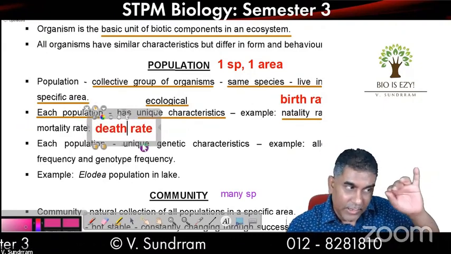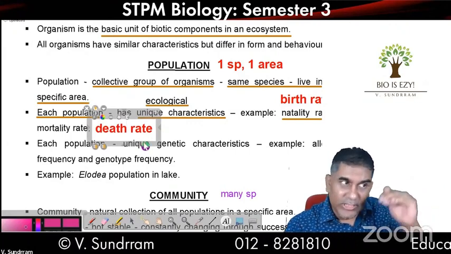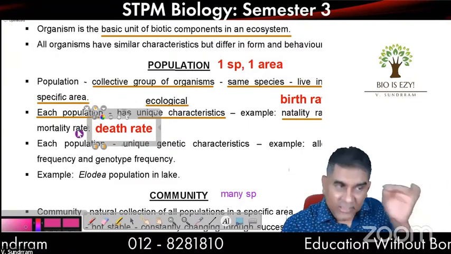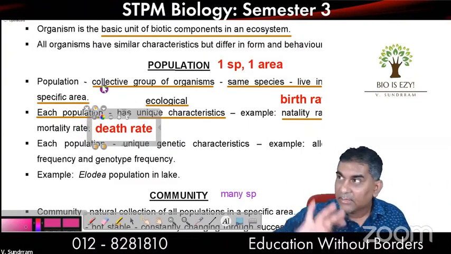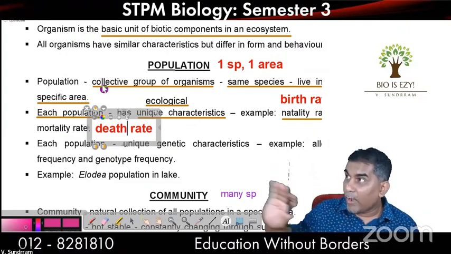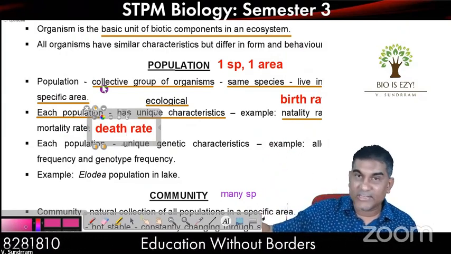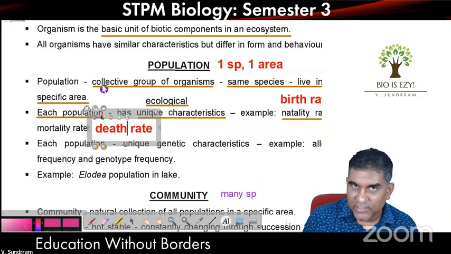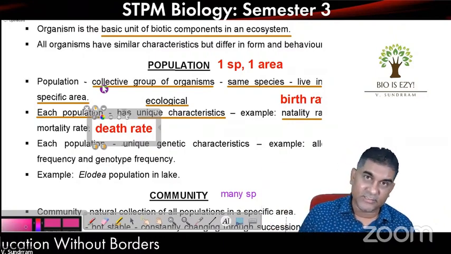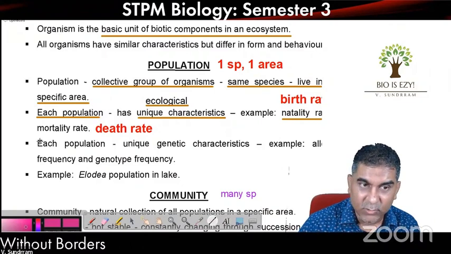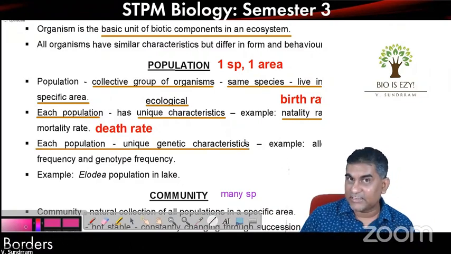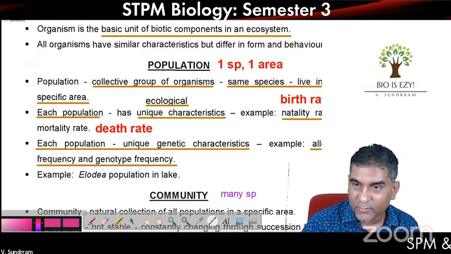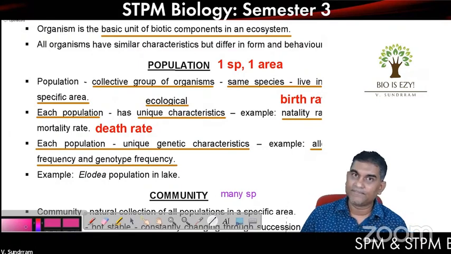So every population has unique ecological characteristics such as natality rate and mortality rate. It will be explained in this same chapter. Later, there will be a question: what are the factors that affect population size in a population? Birth rate, death rate, all of this will come in. There's a lot of other factors. Later we'll explain. Every population also has unique genetic characteristics. Now this one you already learned in chapter 17: allele frequency and also genotype frequency.